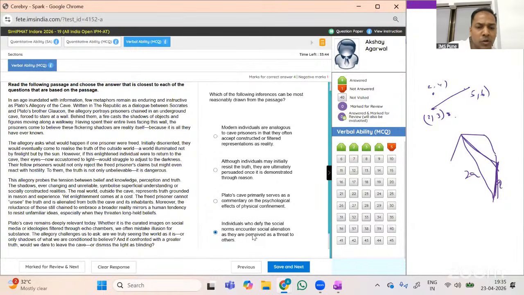Individuals who defy social norms encounter alienation. Yes, probably as they are seen as a threat. Is that correct? The real or other? Yeah, I think this can be interpreted.